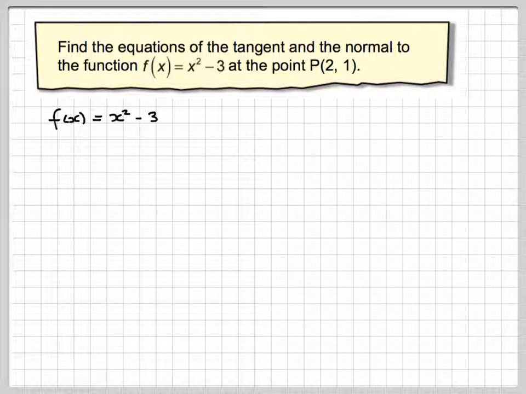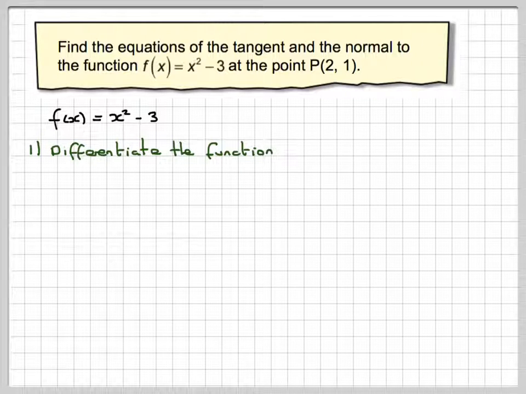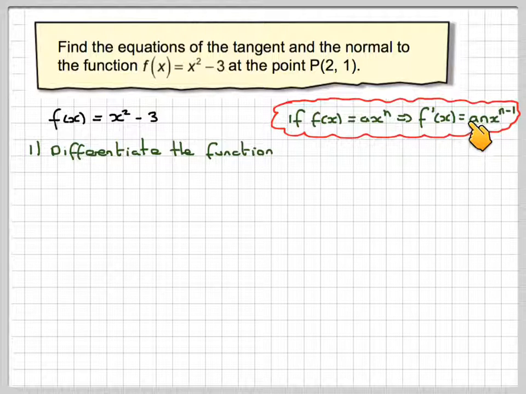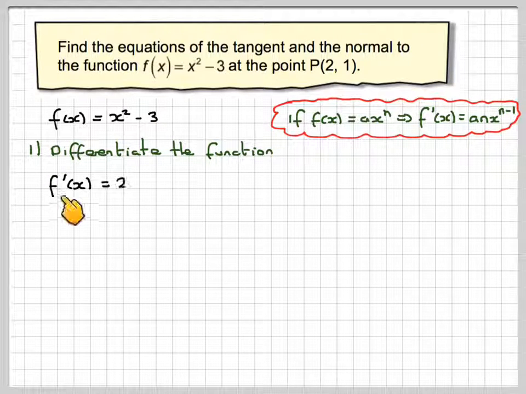Right, so f of x is equal to x squared minus 3. The first step is that you need to differentiate the function. The rule is if f of x is ax to the n, then f dashed of x is anx to the n minus 1. So all we need to do is bring that 2 down in front, reduce the power, so we're going to get 2x, and if we differentiate a constant, we get 0. So we write down f dashed of x, the gradient function, is equal to 2 times x.